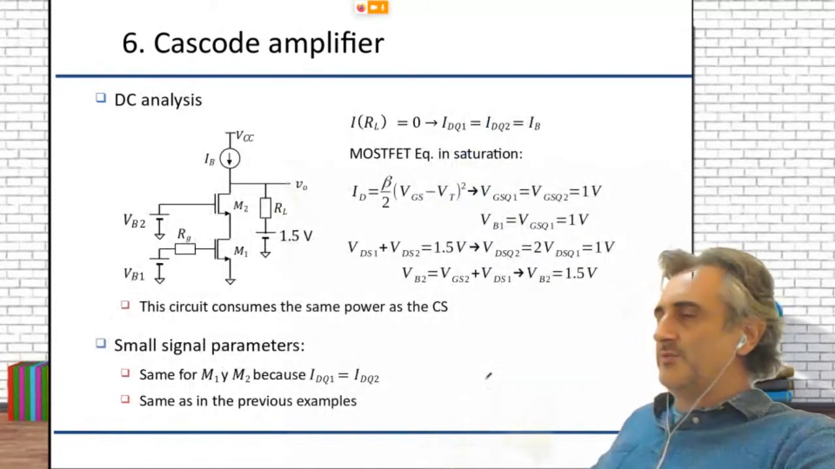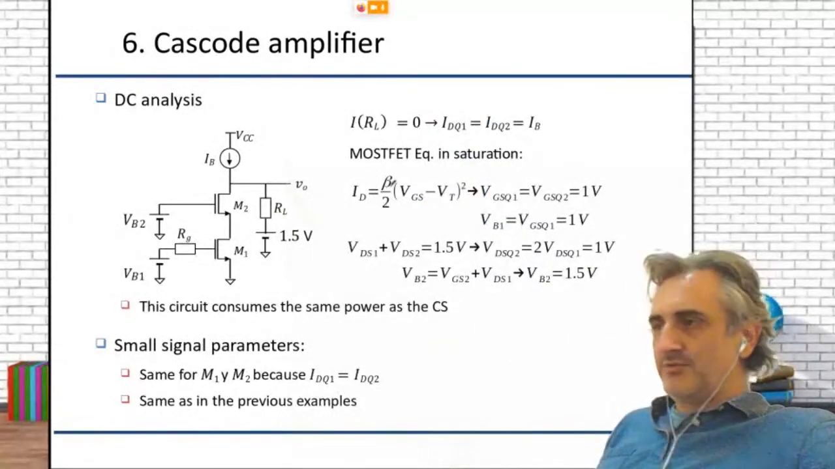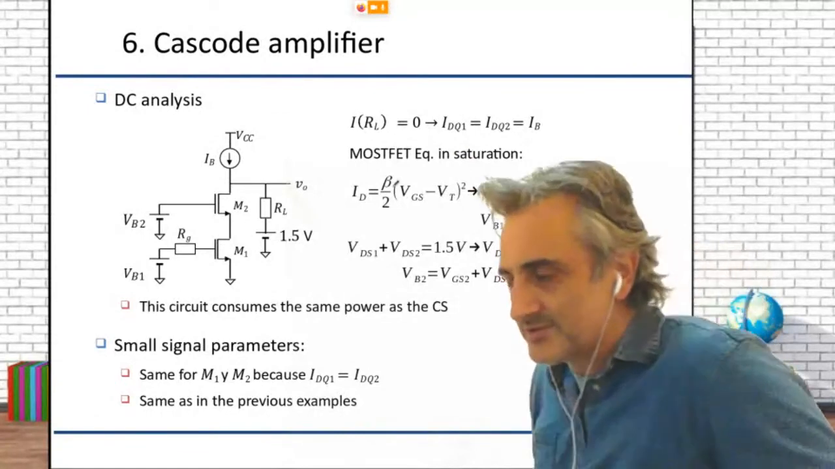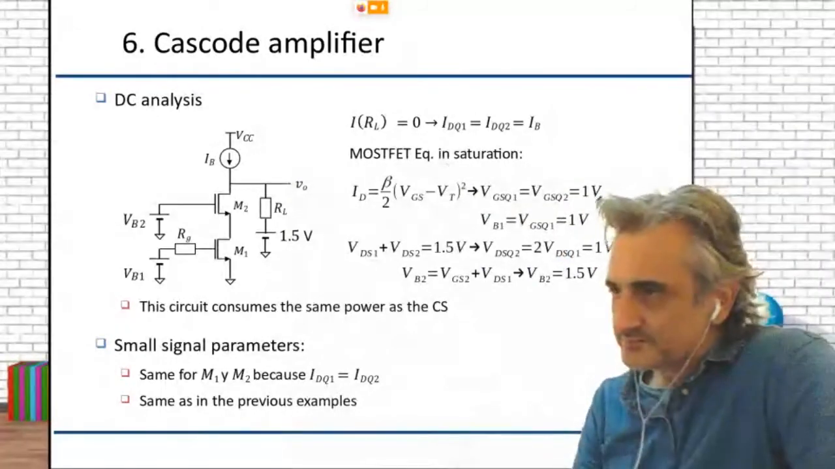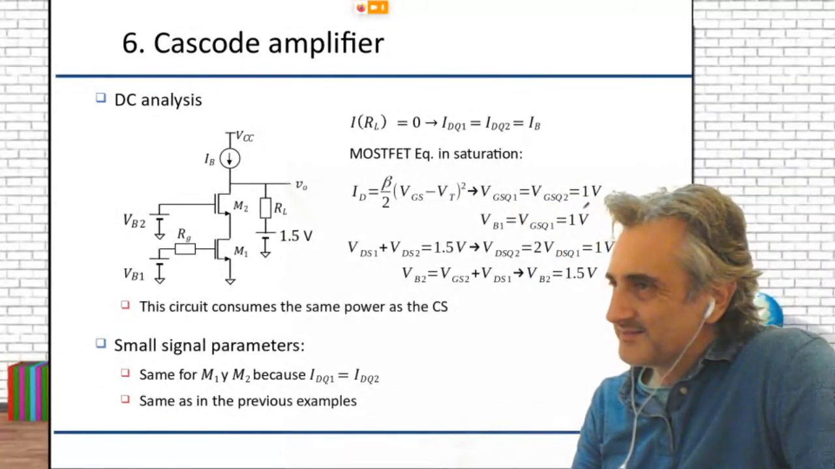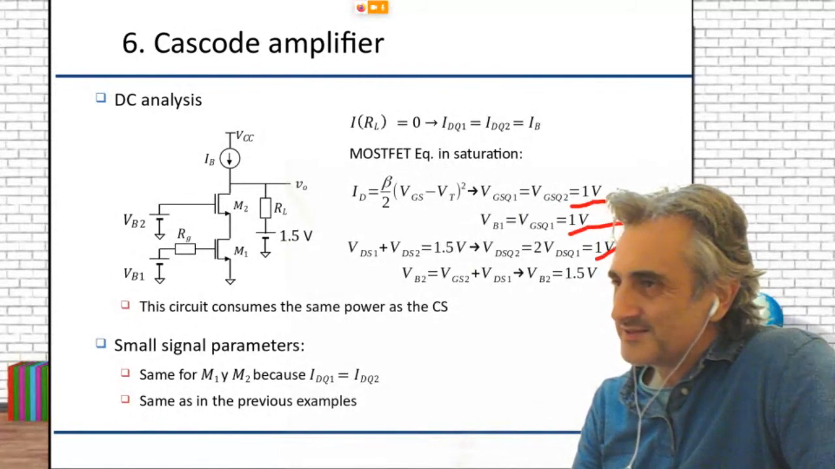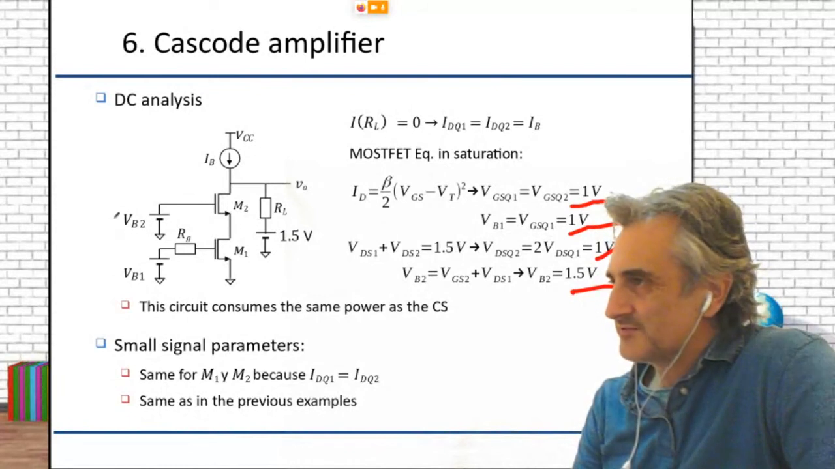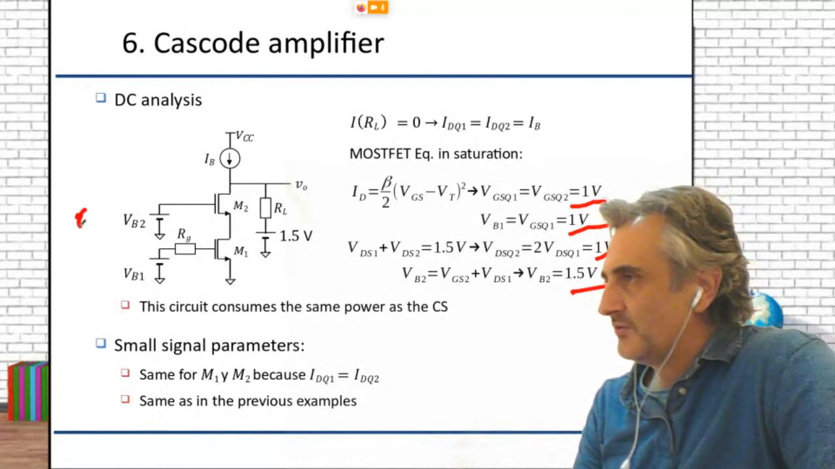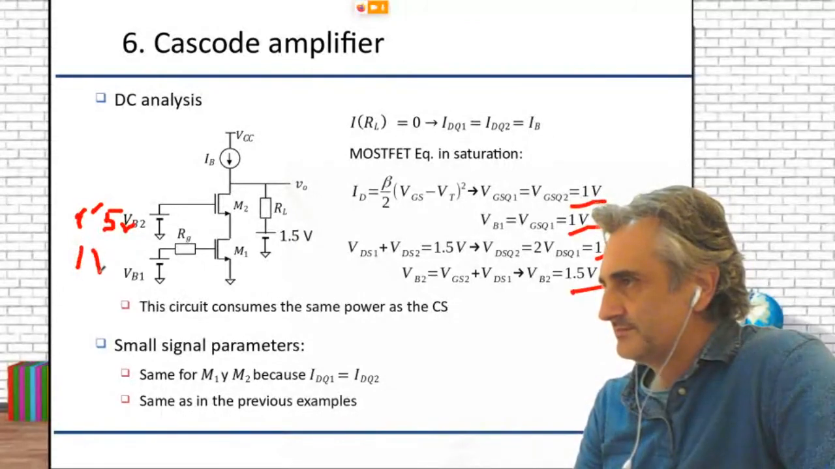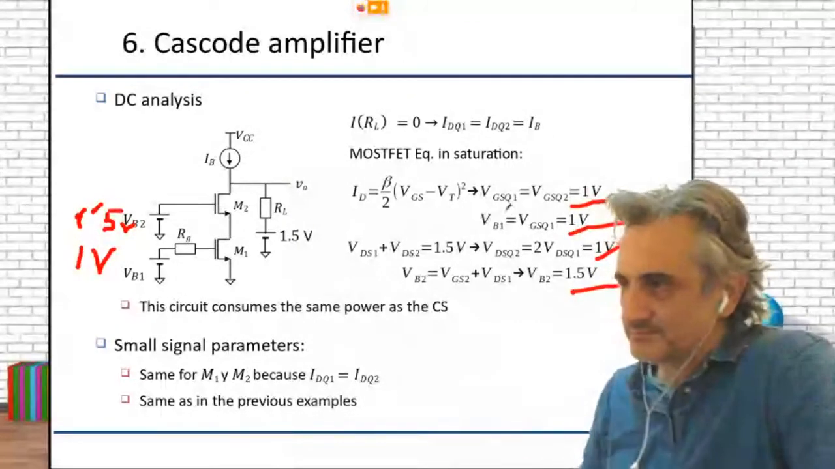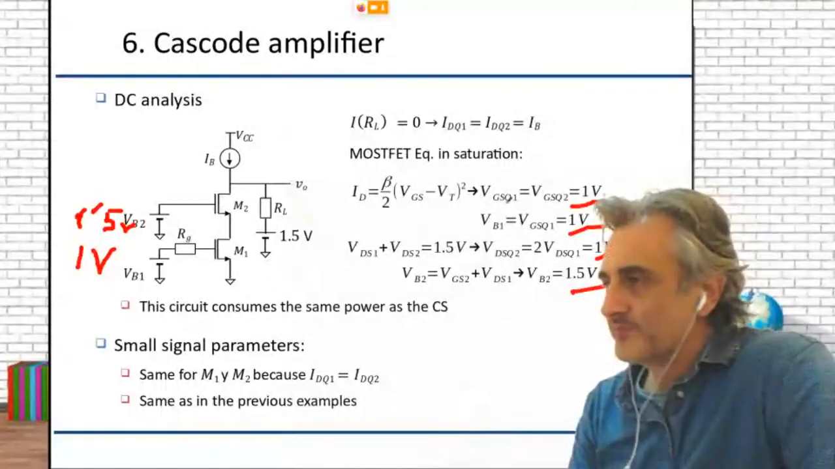So we put all these conditions here and do all the calculations. I will not do that because you know perfectly how to proceed. And we get that these voltages are very easy to calculate: 1 volt, 1 volt, so this is 1.5, this is 1.5 volts, and this is 1 volt.